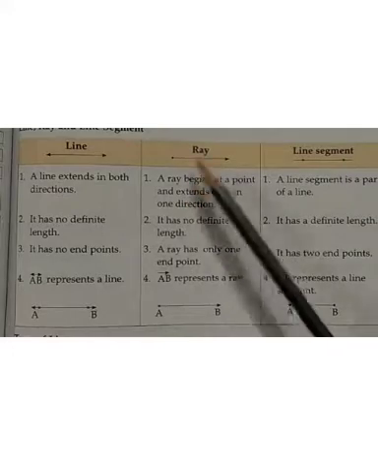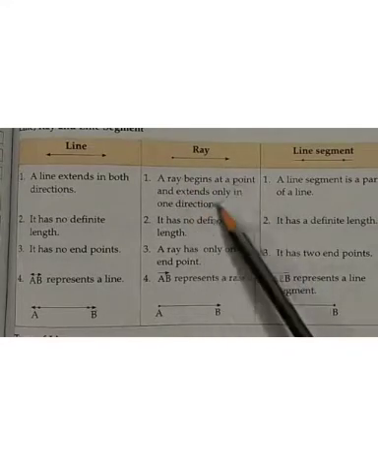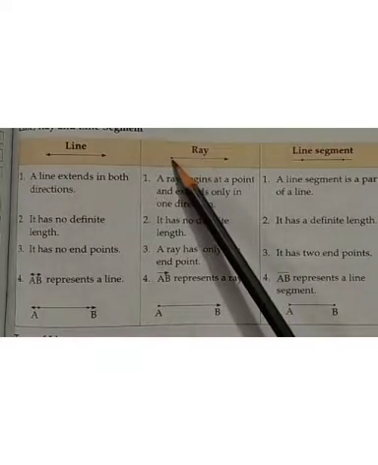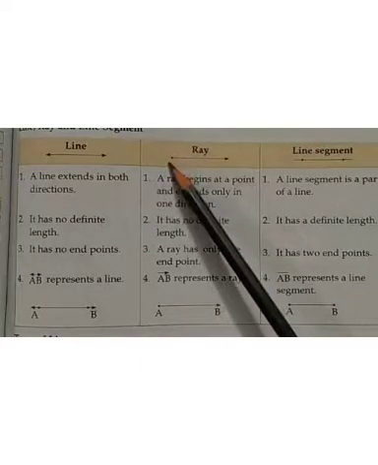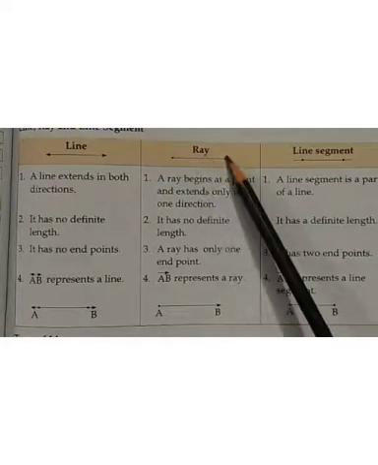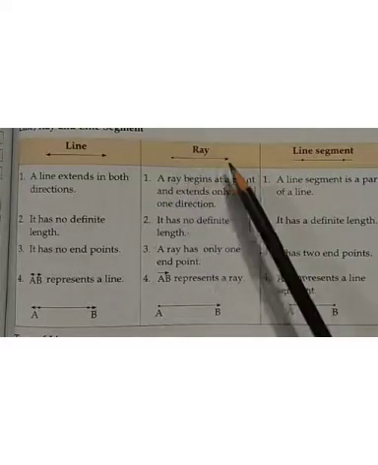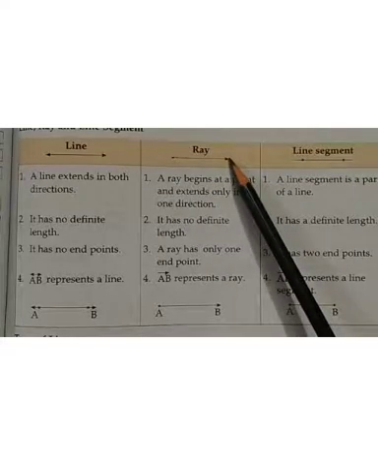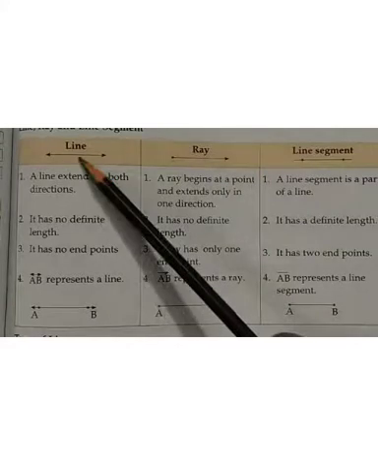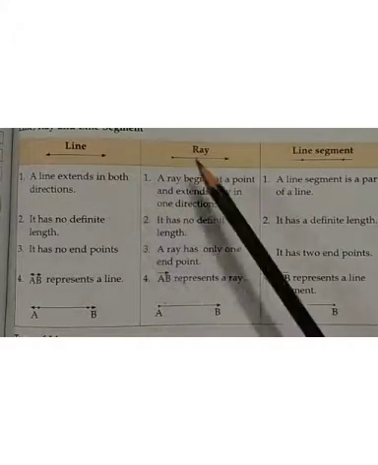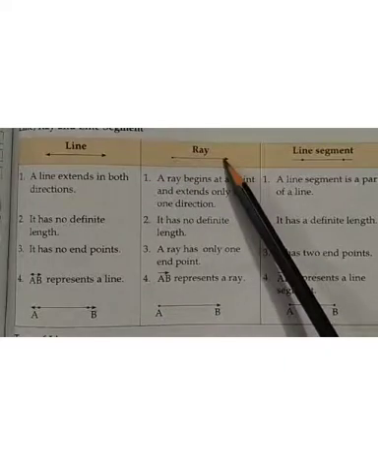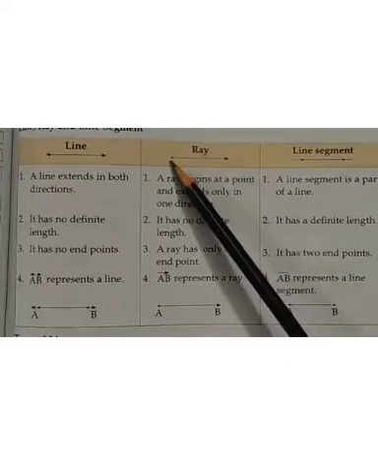Next, the ray. A ray begins at a point and extends only in one direction. That is, a ray starts from a point. So it has one end point and one is endless. A line is extended in both directions, but a ray is extended only in one direction. It has no definite length, only one end point.